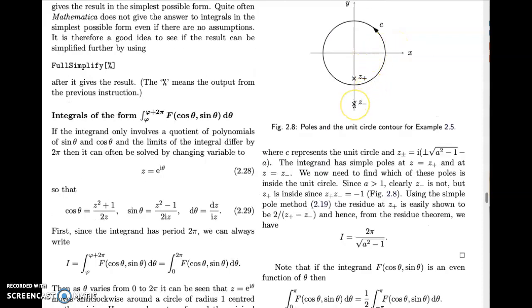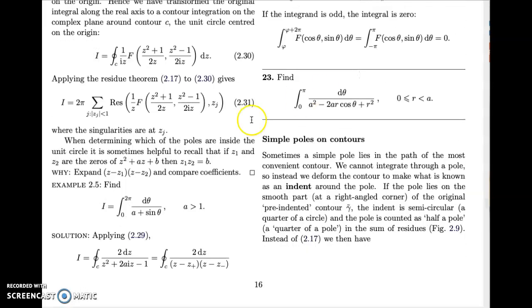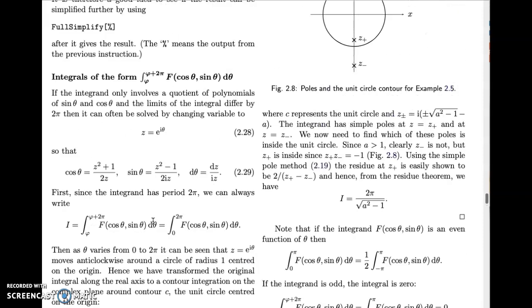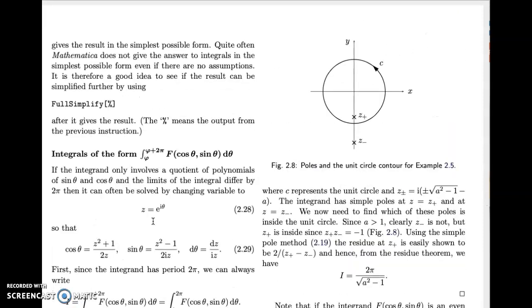So this is our Z minus. But now we need to show that Z plus is inside. You can probably argue that it has to be inside, because if it wasn't inside, this integral would be 0. We know this integral can't possibly be 0 because it's always the same sign. It's got to be a positive number. So you could use that to argue that Z plus is inside.